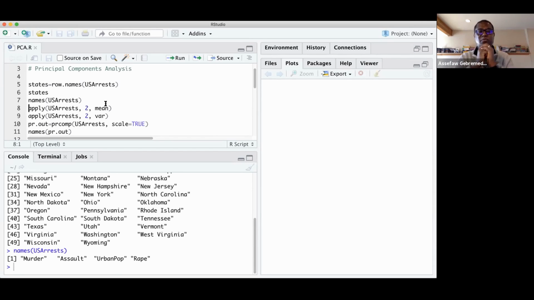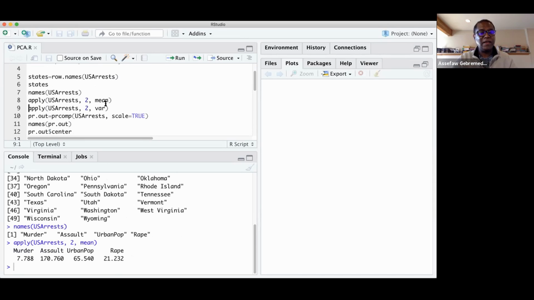But for this data set, we want to look at the mean and the variance of the data itself. For the mean, we use this function called apply, and we've got a data set, then there is a parameter that tells us what we are working with. In this case, 2 is the right one to give. So we're going to look for the mean and the variance of this data set, just so we get an idea of what it is like.